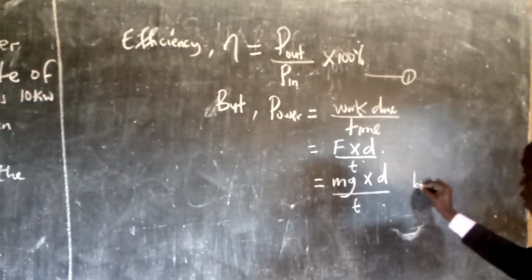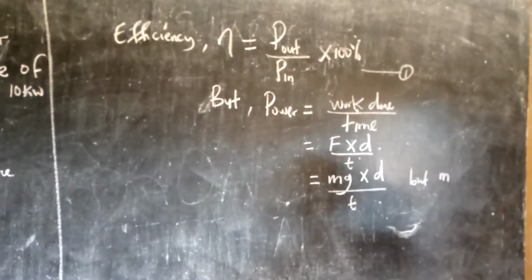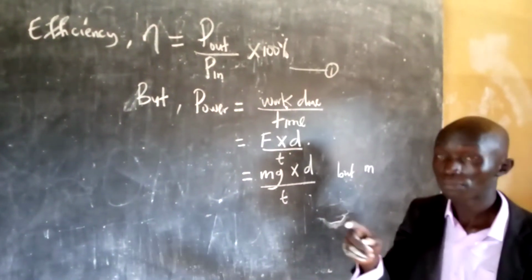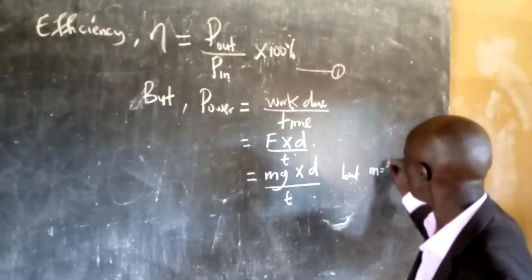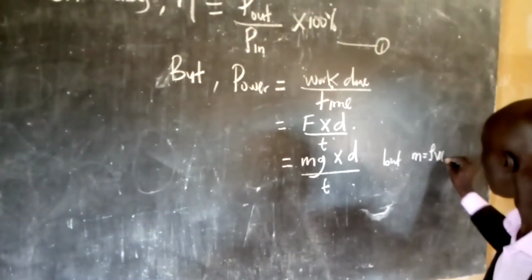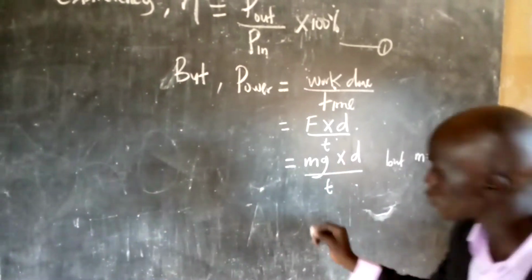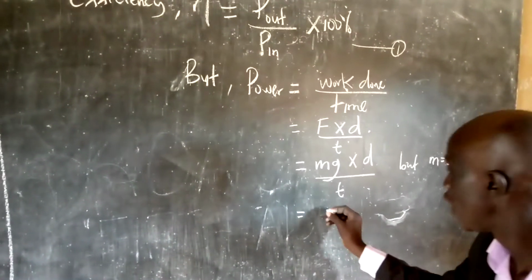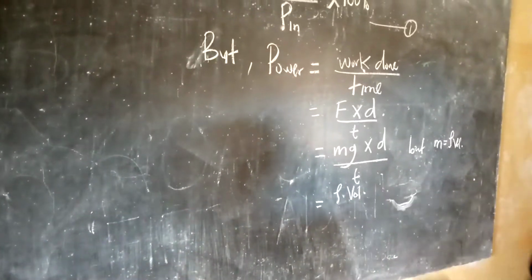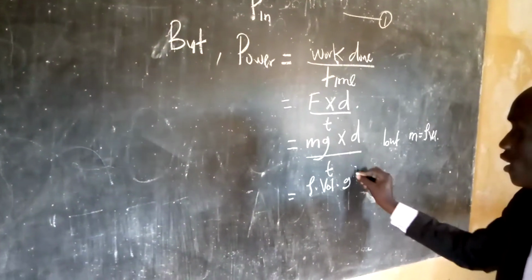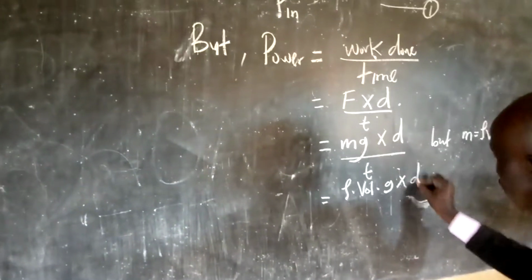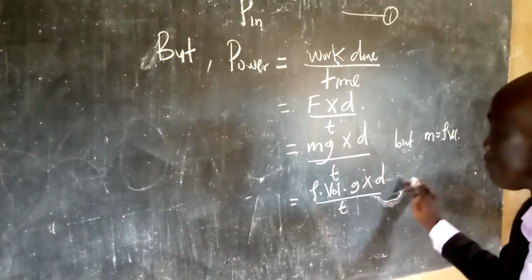Then, but again, we know that the mass of any substance is the quantity of matter in a given body. So mass is the same as density times volume. Density times what? The volume of a substance. Let me substitute here and we'll come up with an expression. It will be density times volume times the acceleration due to gravity, then times that distance d, d over t.